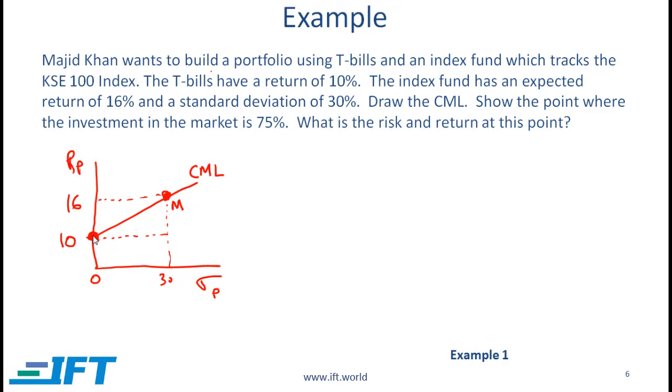This point has 100% weightage in the risk-free asset. As we move up this line, the weightage in the risk-free asset goes down and the weight in the market portfolio goes up. At the halfway point, we have a 50% weight in the risk-free asset and a 50% weight in the market. At the three-quarter point, we have a 75% weight in the market and a 25% weight in the risk-free asset. So this is the point that we are being asked to identify.